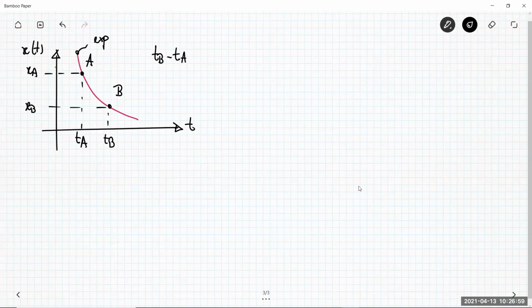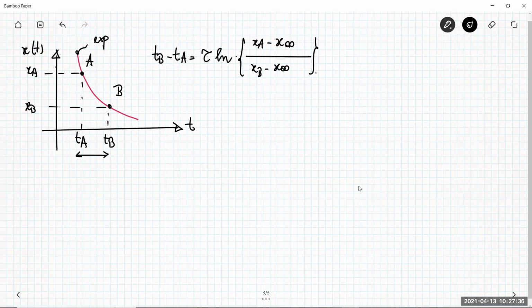The interval tb minus ta, so this time interval here, can be derived by using the standard exponential description of this curve in this way. Tau, which is the time constant related to this exponential function, times the natural logarithm of this ratio: xa minus x at time t infinite, over xb minus x infinite. Okay?